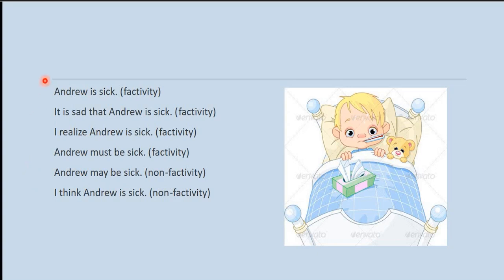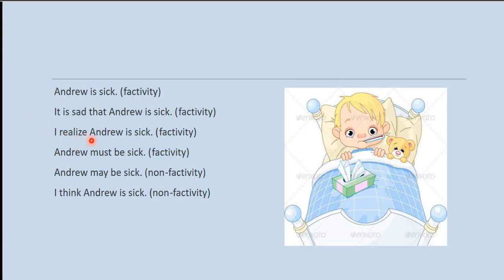In this sentence you can see that there is not an embedded clause. It is a sentence. Andrew is sick. It is implying that Andrew is 100% sick. So it is an example of factivity. We can also see here a clause. This sentence Andrew is sick became an embedded clause in a that clause. It is said that Andrew is sick. You can see in the main clause that there is also a certainty here. So this is also an example of factivity.